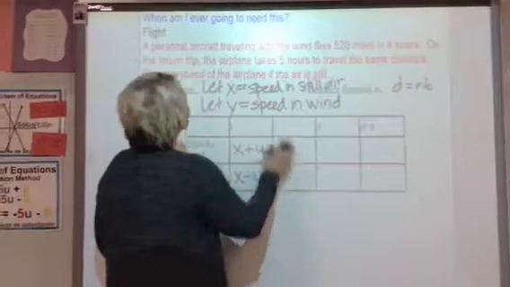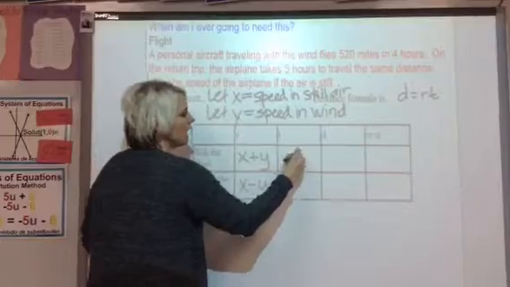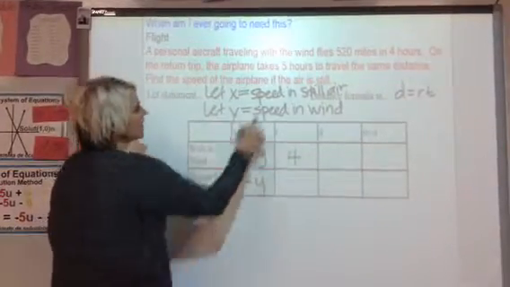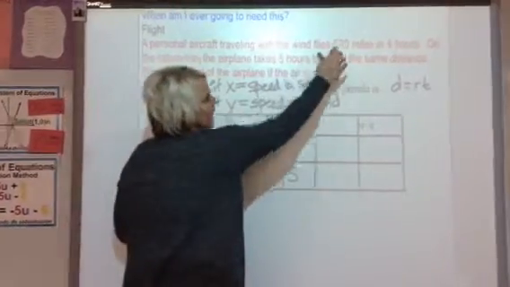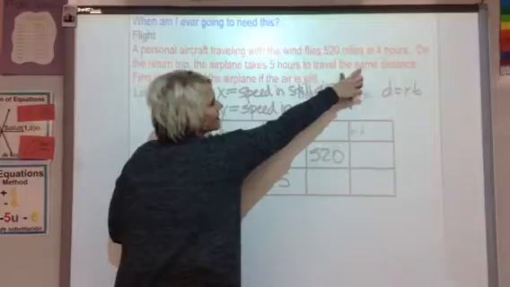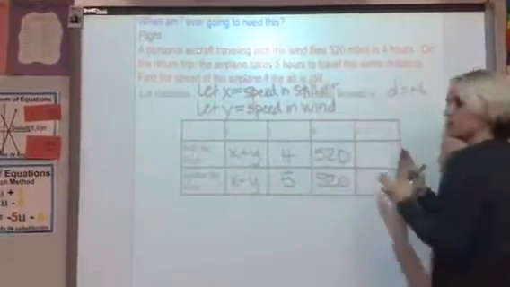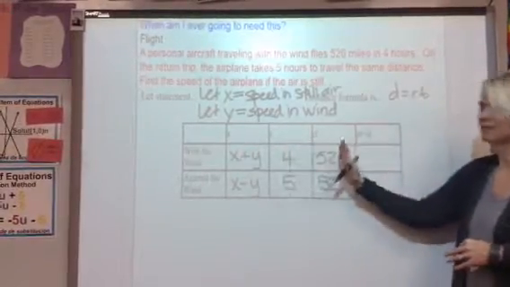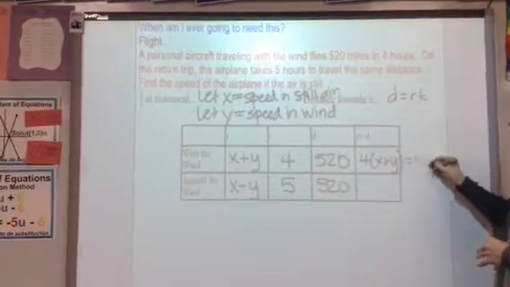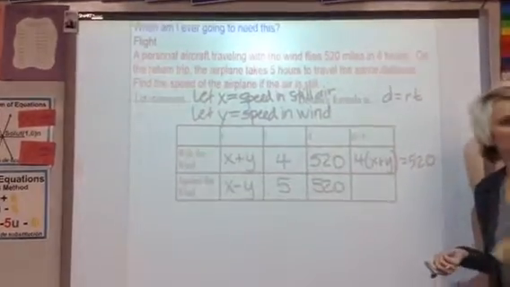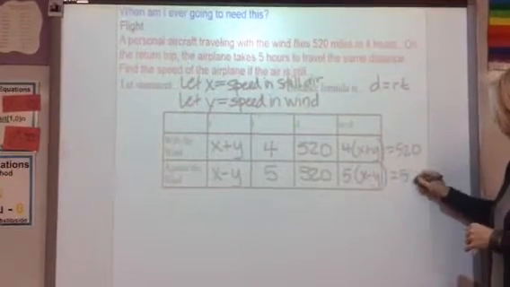Now, what do we know about time? Well, we know that this with the wind, right here, with the wind, is 4 hours. And we know that against the wind, if you look here, is 5 hours. My distance is 520 miles, and it says the same distance, 520 again. My last column is going to be a multiplication relationship of my rate times time to equal my distance. So that's going to be 4 times x plus y equals 520. And we can distribute that out for our work in a little bit. And this is going to be 5 times x minus y equals 520.